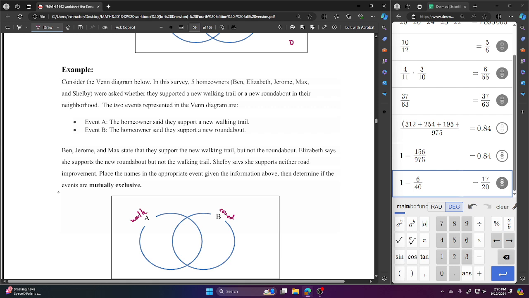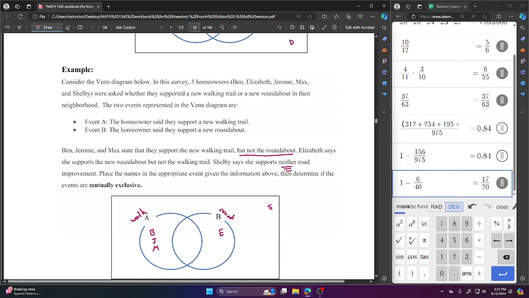So Ben, Jerome, and Max all state that they are for the new walking trail. But not the roundabout. You see that? So they're for the walking, but not the roundabout. They are definitely for sure in this zone right here. They ain't moving. They said they're not for the roundabout. Elizabeth says she supports a new roundabout, but not the walking trail. So Elizabeth's definitely over here for sure. Cool? Okay, so far so good. Shelby says she supports neither of them. Where would Shelby go? On the outside. You're far away out here. Place the names appropriately. There we go.